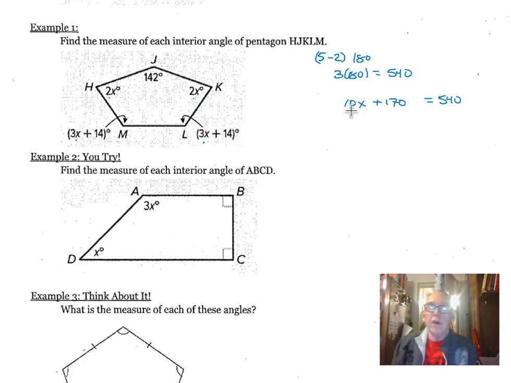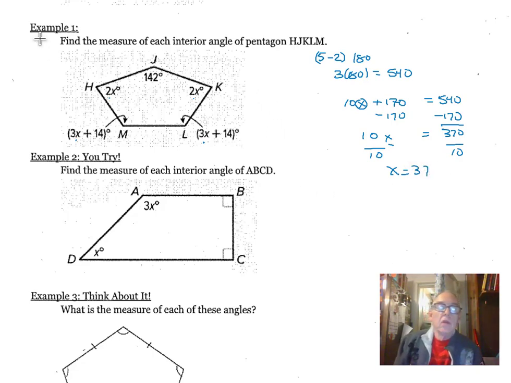Okay, we want to solve for x. Take 170 away from both sides. We get 370 equals 10x. We still want to solve for x. Divide both sides by 10. Knock off a 0. x is going to be 37. Find the measure of each interior angle. So we're not done yet.